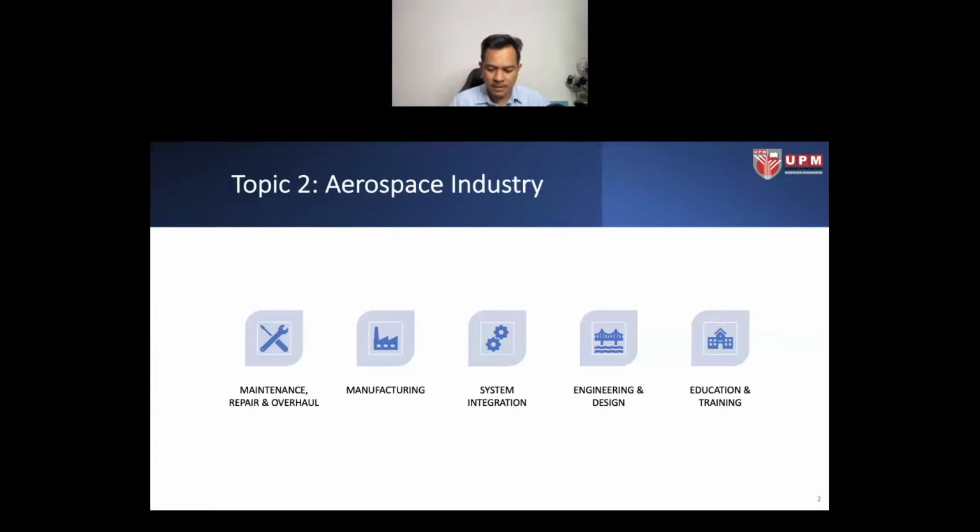And we did also touch upon the two reports from Deloitte and PwC with regards to the aerospace industry as an overview, meaning that we looked into the forecasting and the current situation. For today, we are going to go into more depth into the two dominant sectors in the aerospace industry, which are MRO and manufacturing.